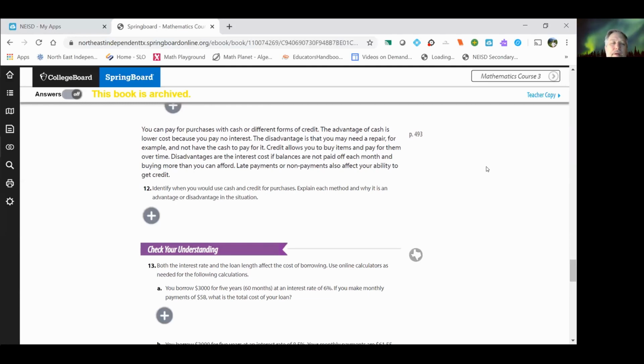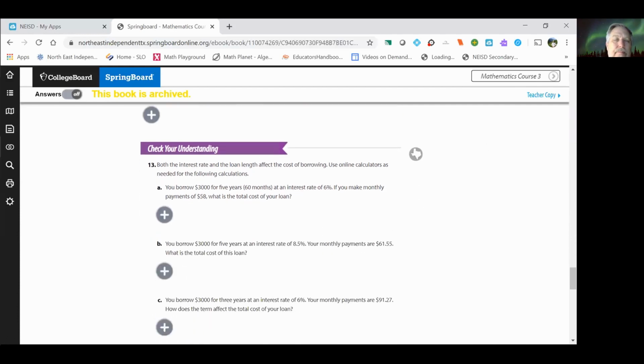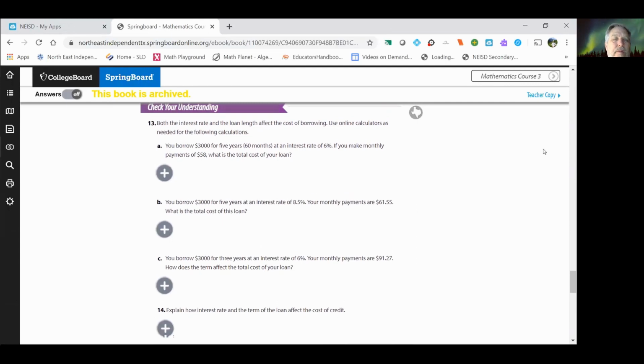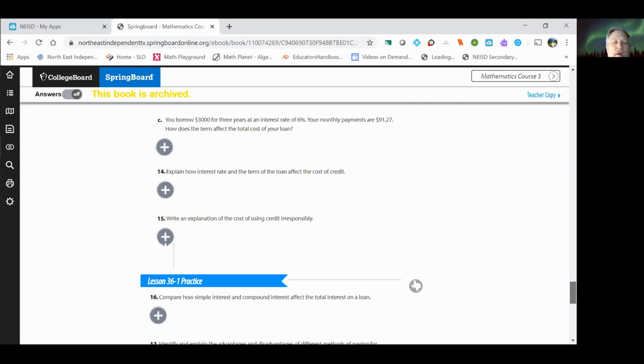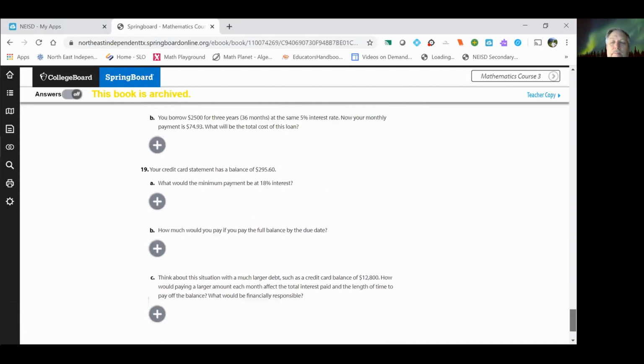All right, so check your understanding. Item 13. Both interest rate and the loan length affect the cost of borrowing. Use online calculators as needed for the following calculations. And I'm just going to leave these for your homework as well. These and the practice problems.